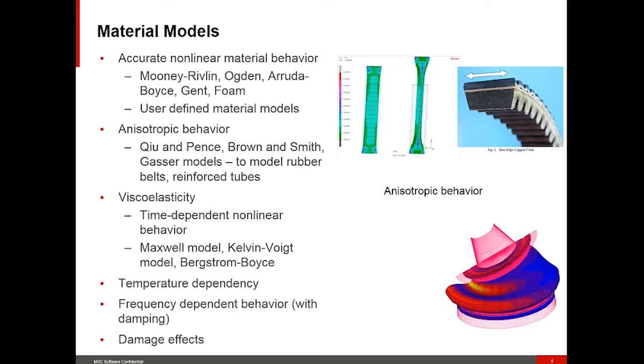Marc provides many material models for rubber, including the popular Mooney-Rivlin, Ogden, and Arruda-Boyce models. The user can also define his or her own material model by using user routines. Marc also allows the user to include anisotropic behavior, time dependency, temperature dependency, frequency dependency, and damage effects. For frequency dependency, the material properties can even be dependent on the response amplitudes, which is the so-called Payne effect.